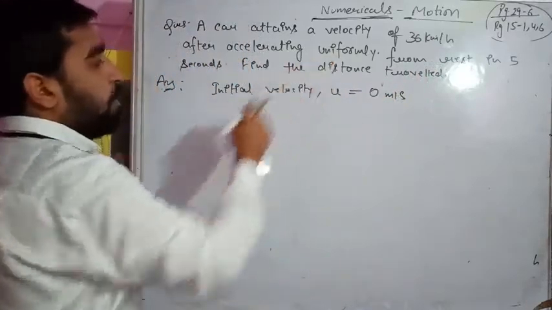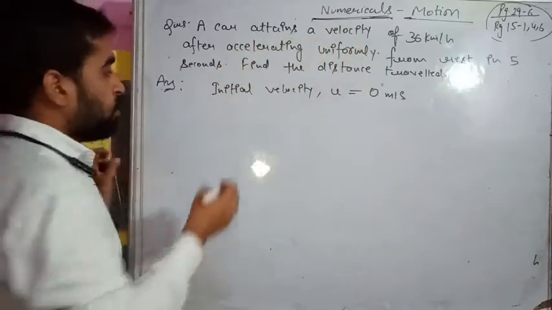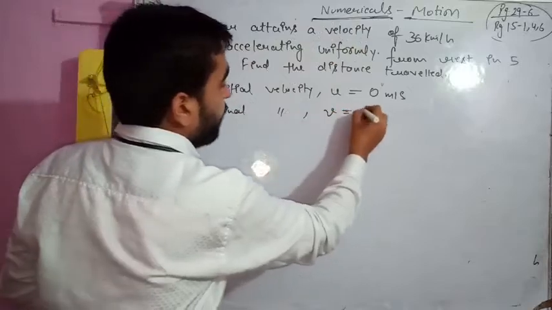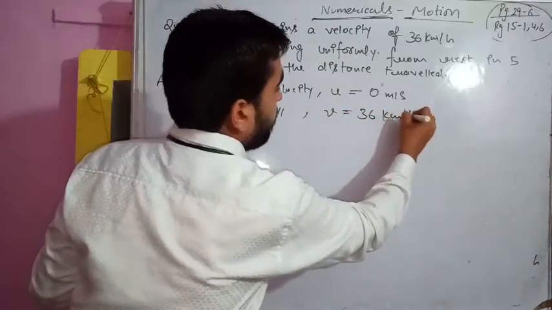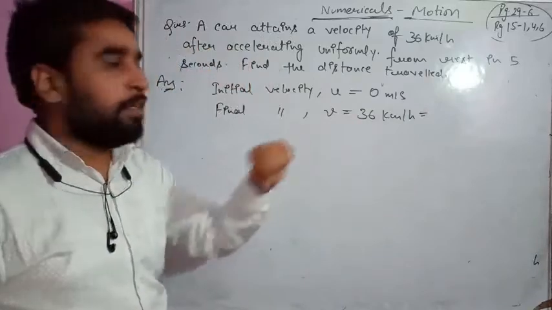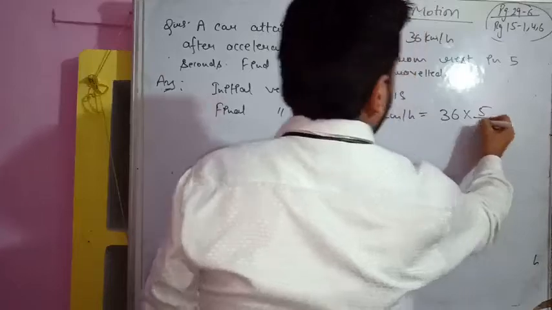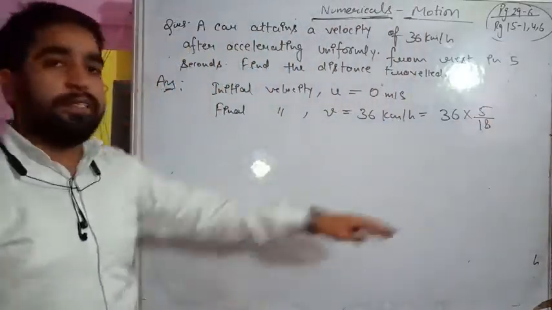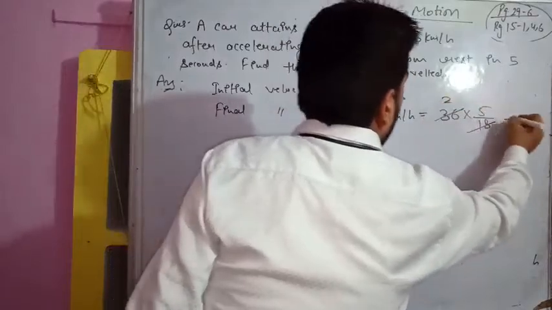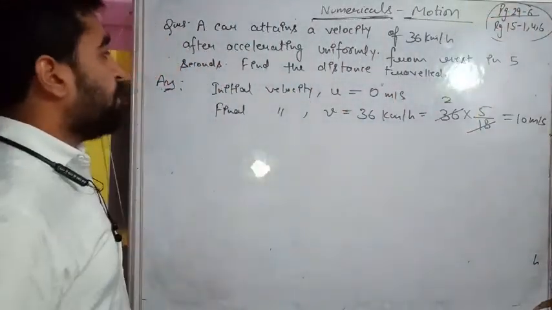And what is the final velocity acquired by the car? 36 km per hour. So final velocity, that is v, 36 km per hour. In kilometer per hour, this is 36. So in meter per second, how to convert this? Multiply by 5 upon 18. This you have to remember. So 18 into 36 is 2, 2 fives are 10. 10 meter per second is the final velocity.